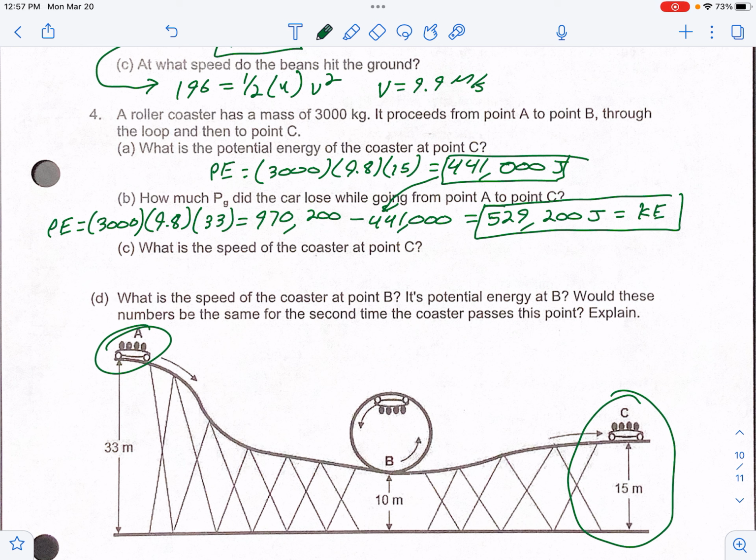So on letter C, it says, what is the speed of the coaster at point C? Now I can use this and set that equal to 1/2 mv squared. So 529,200 equals 1/2 my mass, which is 3,000, and v, I don't know, I'm going to leave it as v. So get v by itself, square root both sides, and I get a velocity of 18.8 meters per second.